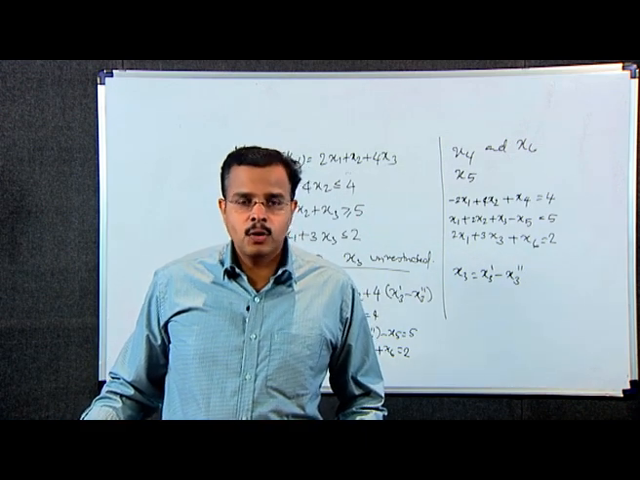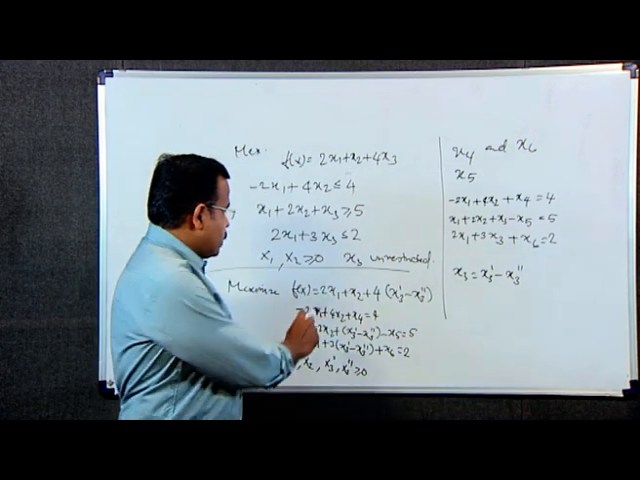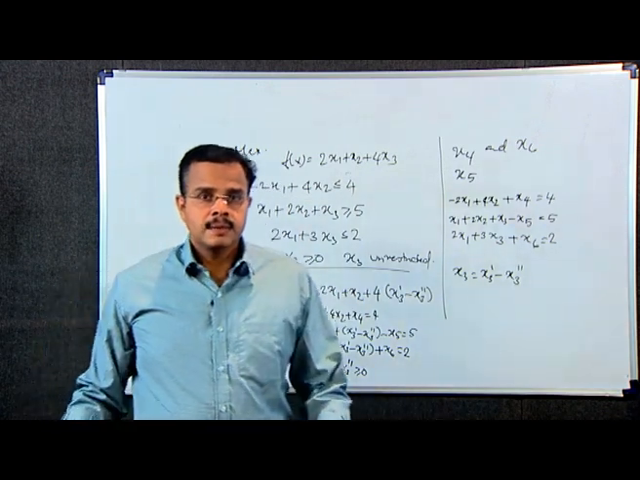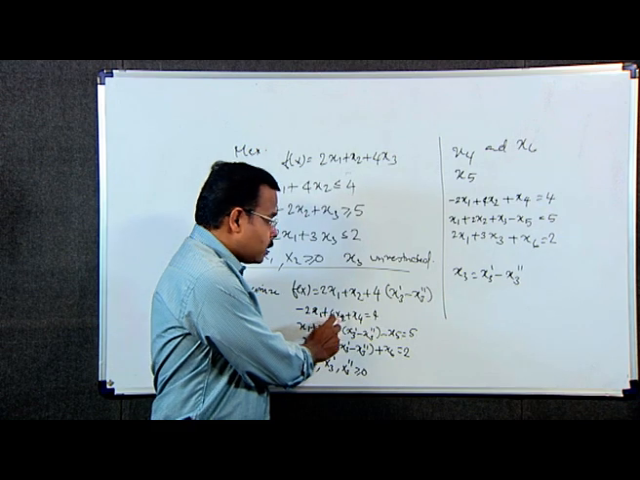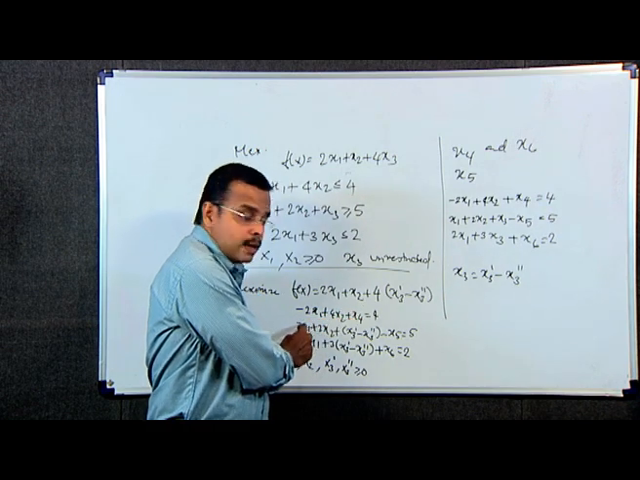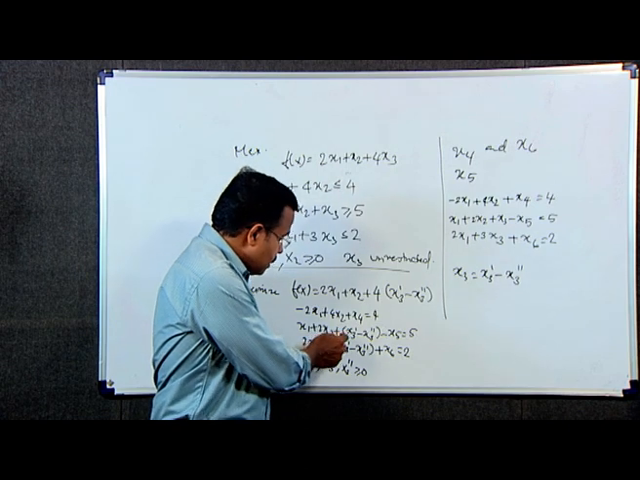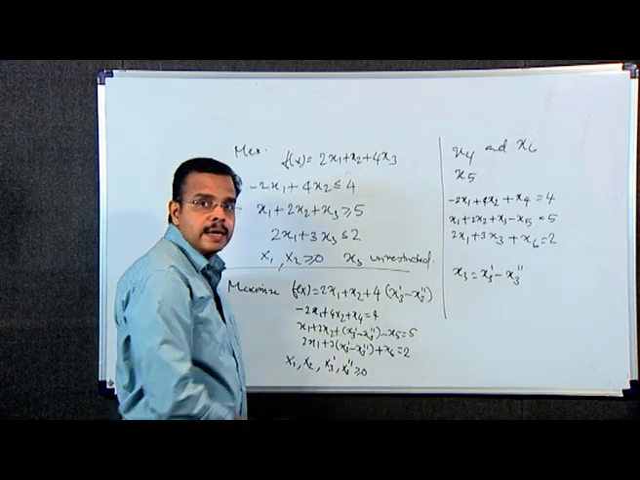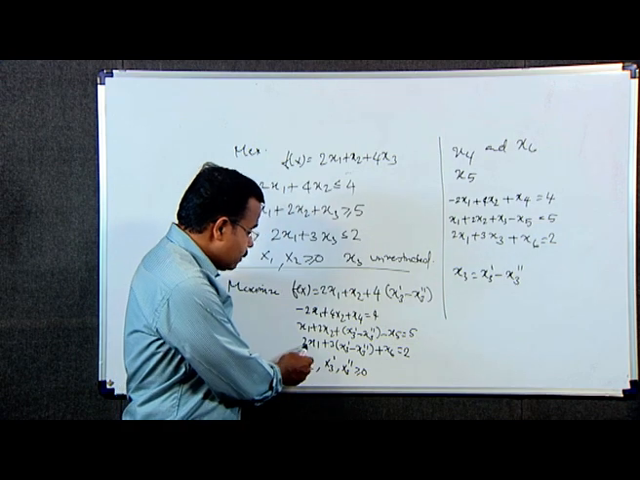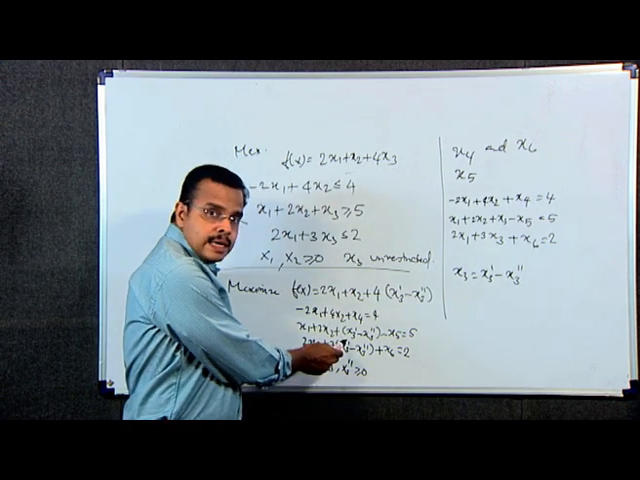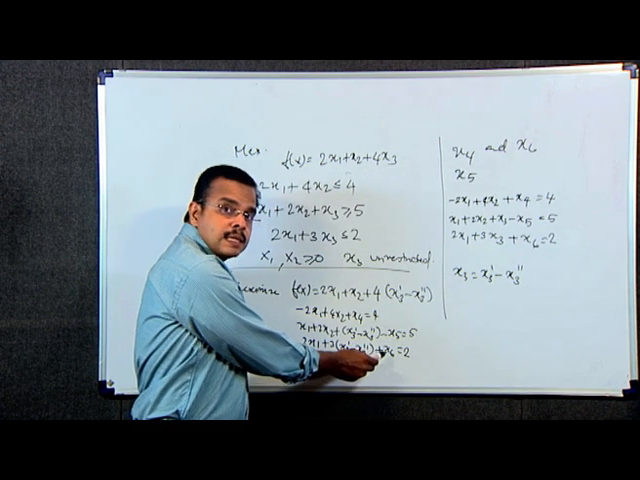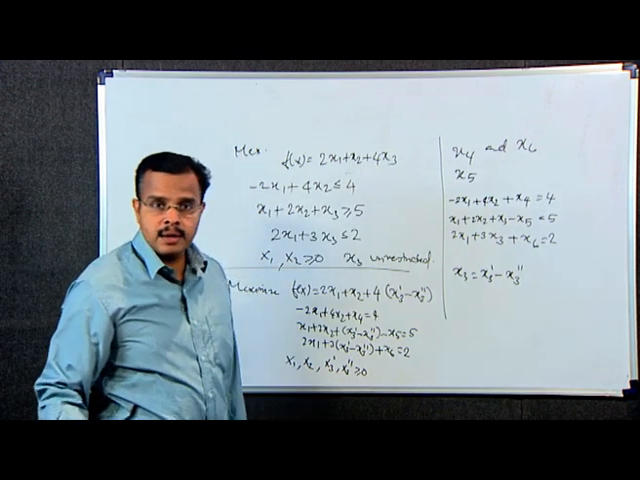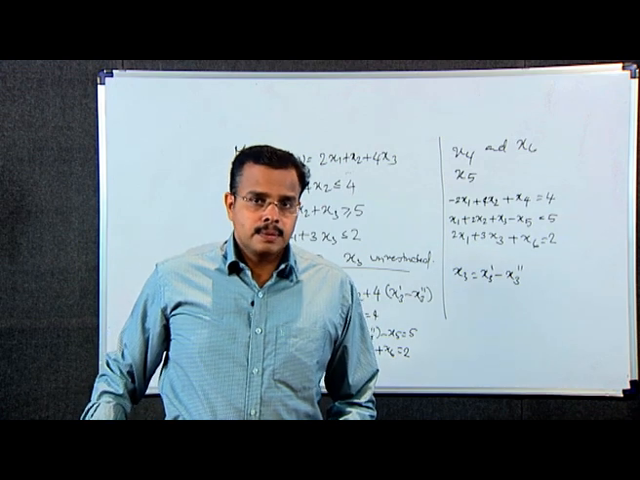Then the standard form of the problem is: maximize 2x1 plus x2 plus 4x3 dash minus 4x3 double dash, subject to minus 2x1 plus 4x2 plus x4 equal to 4, x1 plus 2x2 plus x3 dash minus x3 double dash minus x5 equal to 5, and the third one is 2x1 plus 3x3 dash minus 3x3 double dash plus x6 equal to 2, and x1, x2, x3 dash, x3 double dash greater than or equal to 0. That is the standard form.